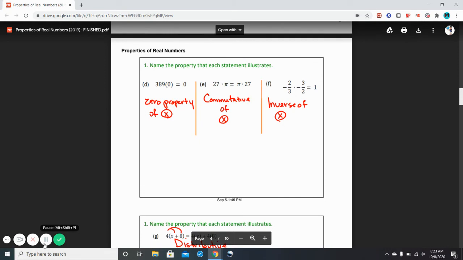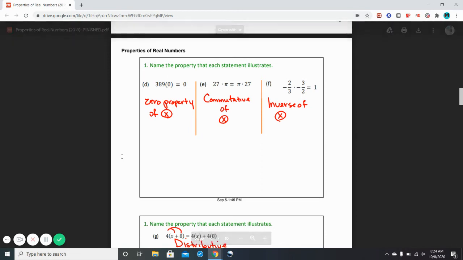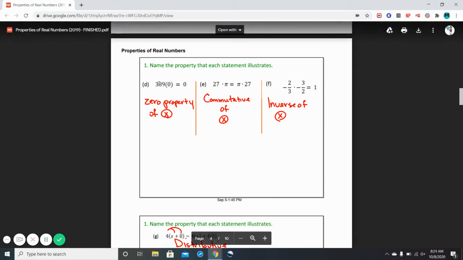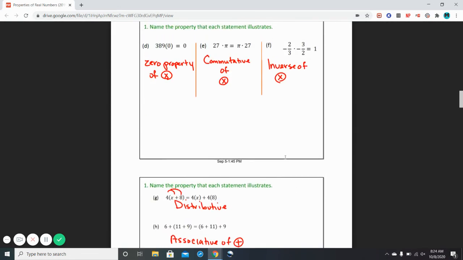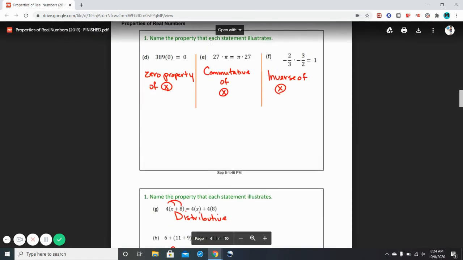All right, next question. Letter D. So in this problem, anytime it ends in a 0, that is automatically the zero property of multiplication, because anything times 0 will get you to 0. E is the commutative property of multiplication because they're the same two numbers.